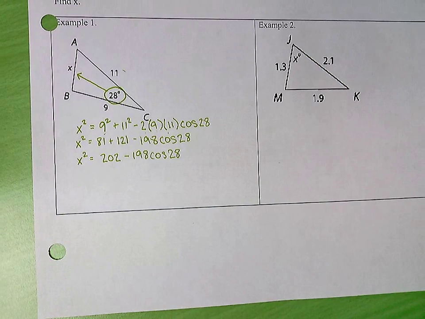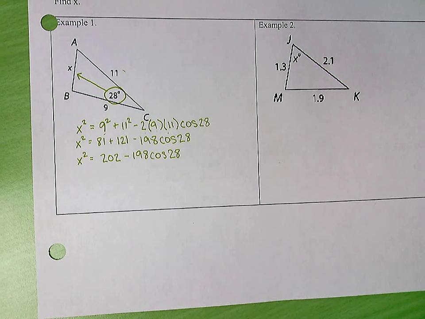Now this is where people get mixed up. You cannot subtract 198 from 202. Do not subtract those two numbers. 198 is multiplied by cosine of 28. So you cannot subtract those two numbers.